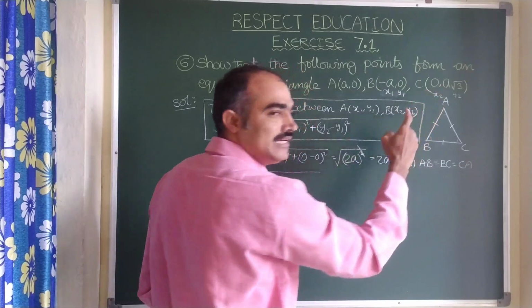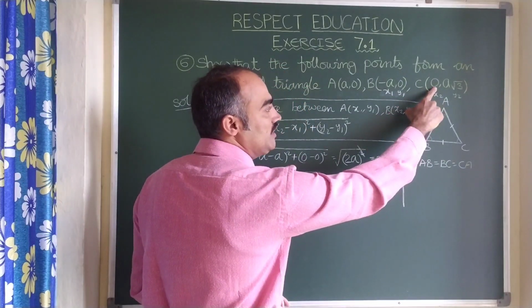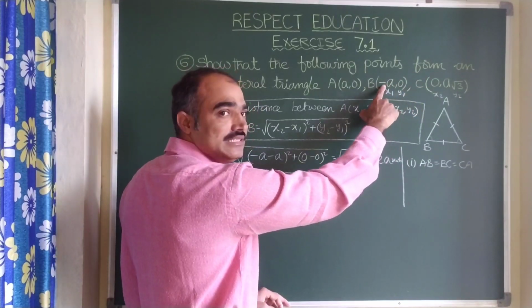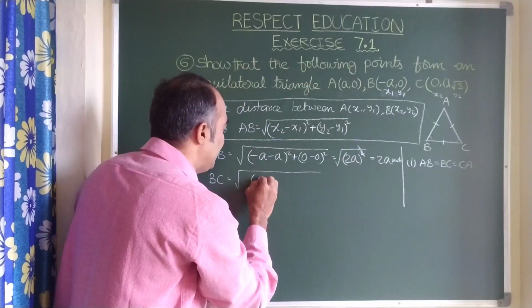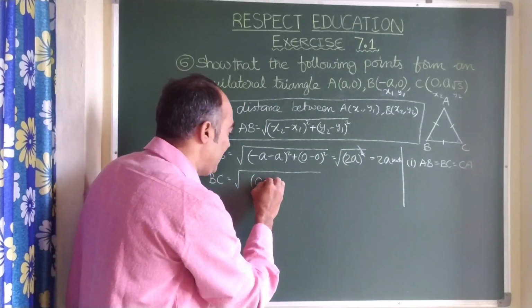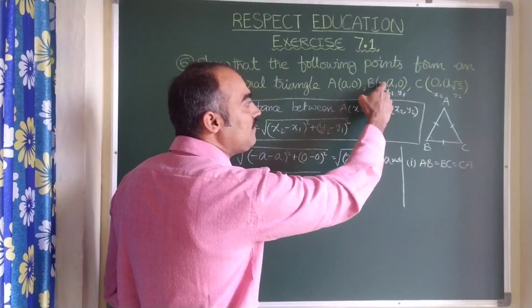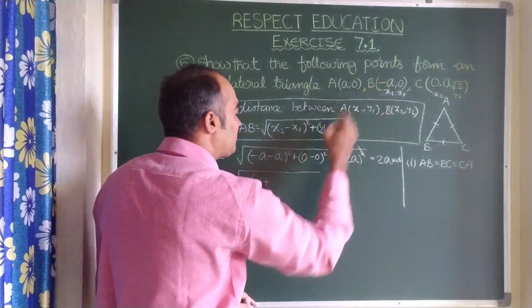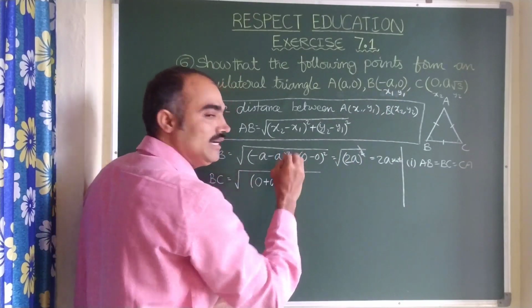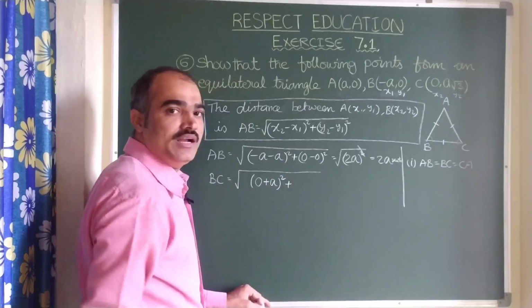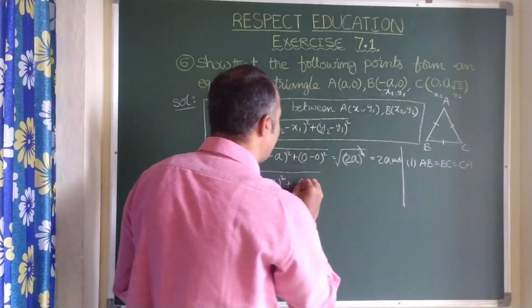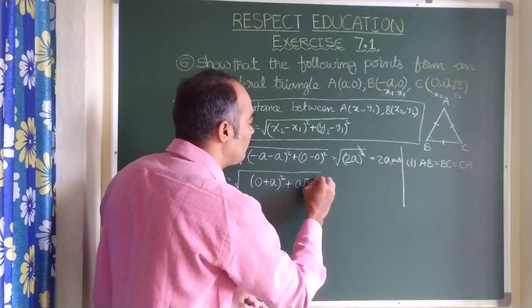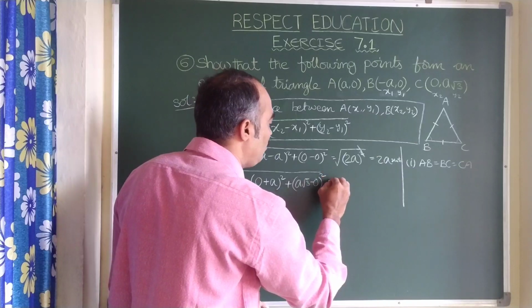See here, (x2 minus x1) whole square. In this case x2 is 0. 0 minus of minus means plus, because there is already a minus. So x2 means 0 minus x1, and x1 itself has a minus, so this minus becomes plus. Here x1 will come as a. So (0 plus a) whole square plus, now y2 minus y1. y2 is a root 3, a root 3 minus y1. y1 is 0. So (a root 3 minus 0) whole square.